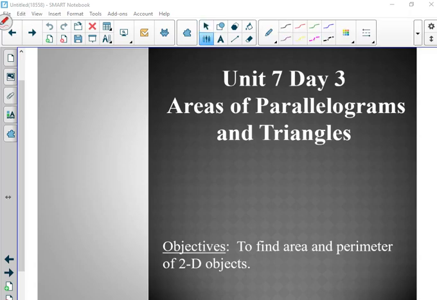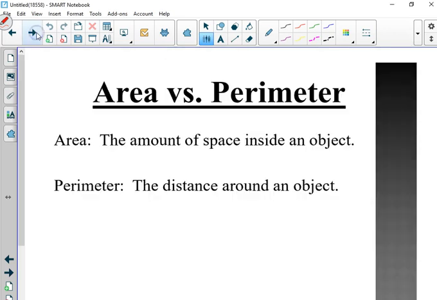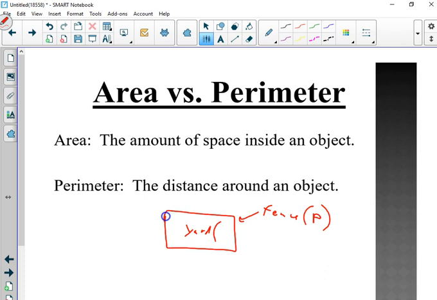Okay, so now we're moving on to areas of parallelograms and triangles. So, area versus perimeter, sorry. Area is the amount of space inside an object, perimeter is the distance around an object. So if you have a garden or a yard, we have the fence around, and then we have the yard. The fence is the perimeter, and the yard is the area, the space inside.